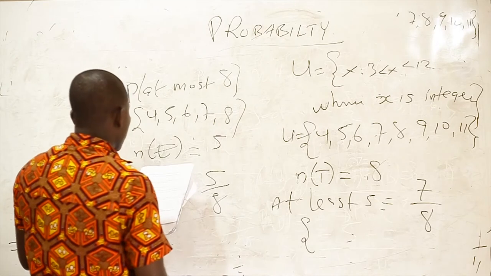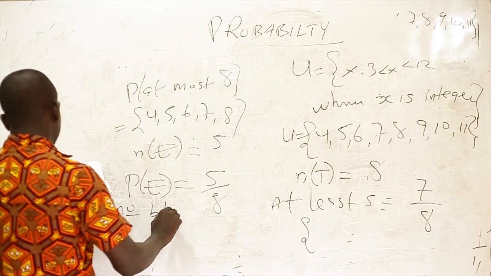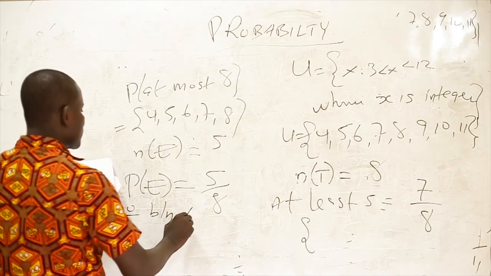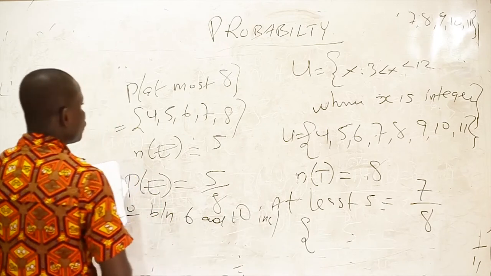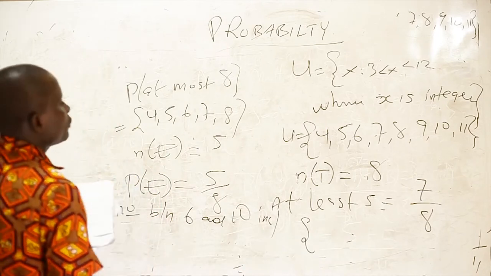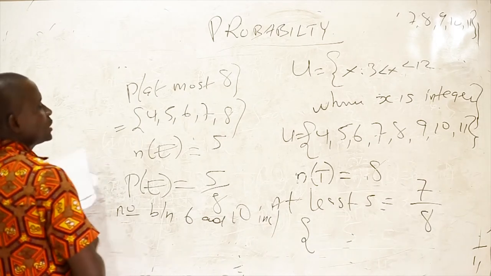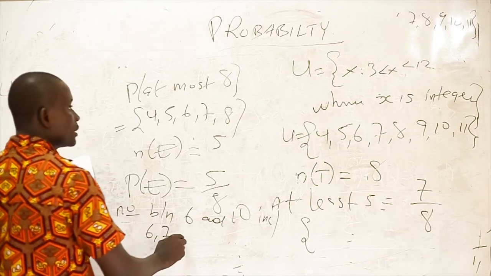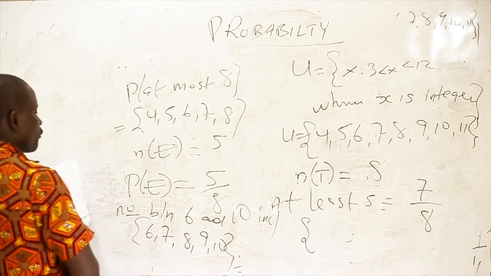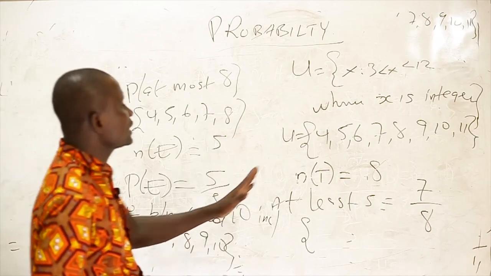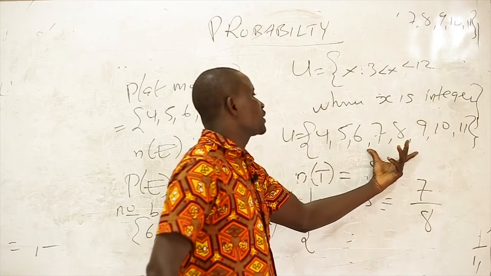Okay? Then he says a number between 6 and 10 inclusive. Between 6 and 10 inclusive, what are the numbers? We have 6, 7, 8, 9, 10. How many are they? 5. Between 6 and 10 inclusive, 6 to 10, so 1, 2, 3, 4, 5. So it is 5 over the total.